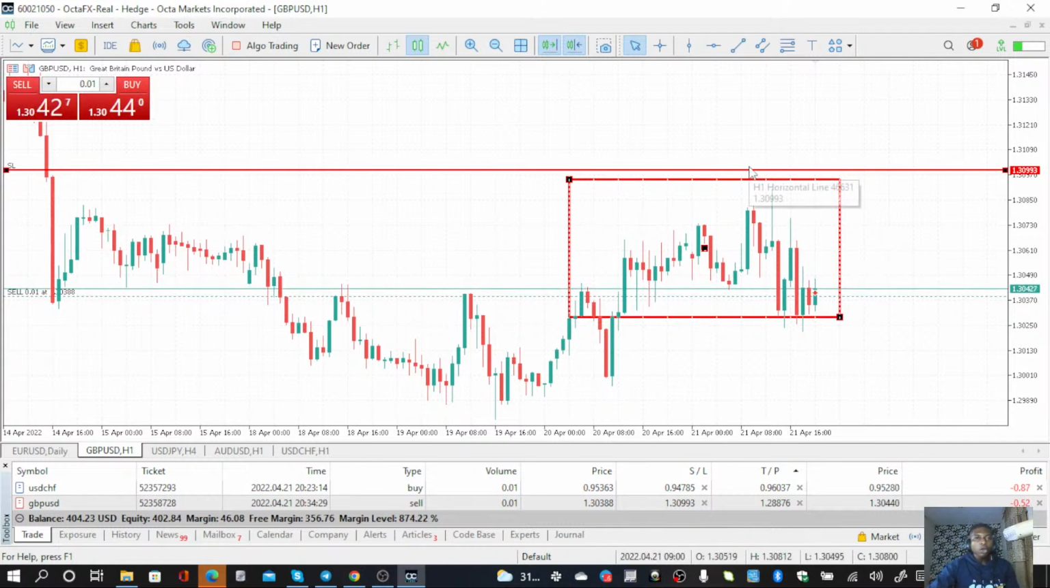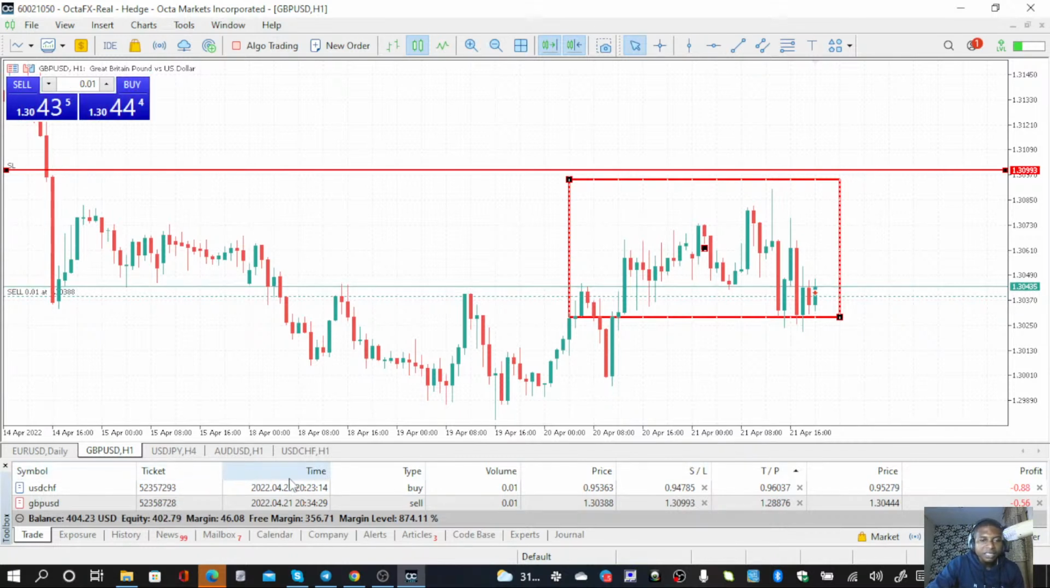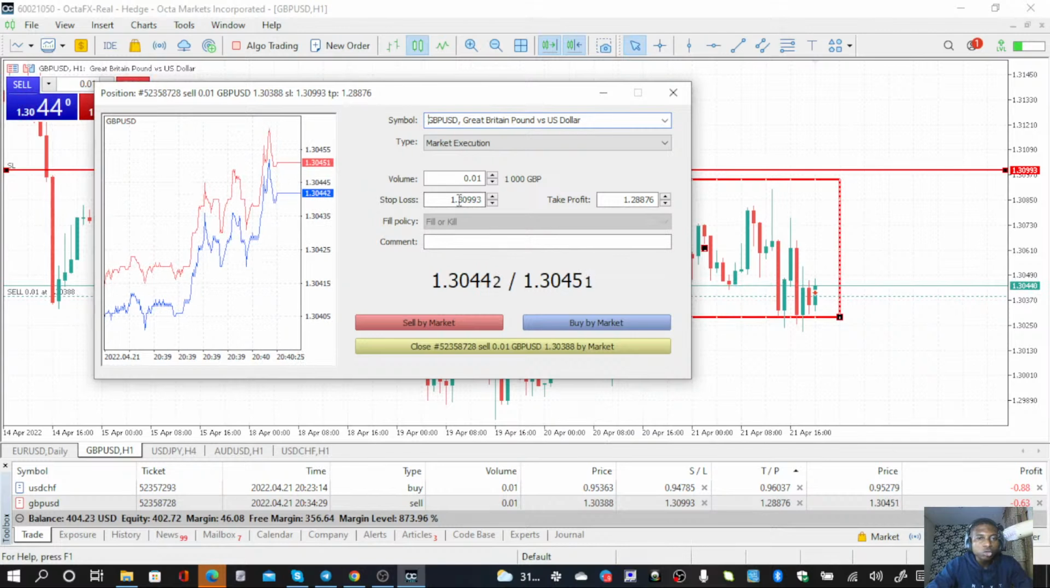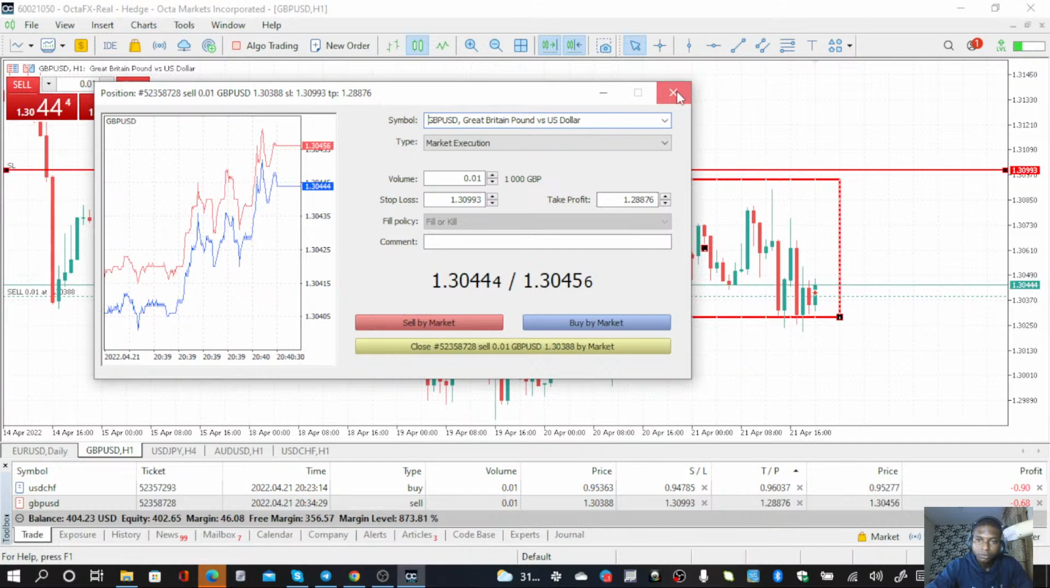To set your stop loss, you can always come to this toolbox here, where you see your trades: the ticket number, the ticket ID, the time, the type of trade you've taken, the volume, the price, and this is SL. SL means stop loss. TP means take profit. So if you double click on this, it will bring this out. Then you will use this tool to set your stop loss and use this to set your take profit.